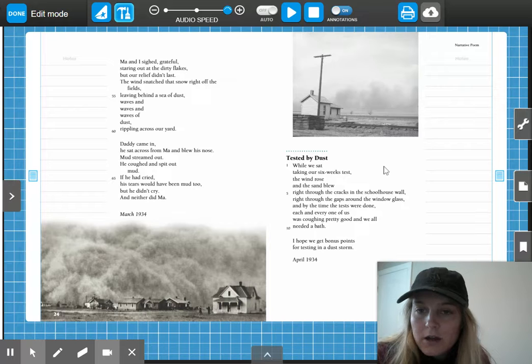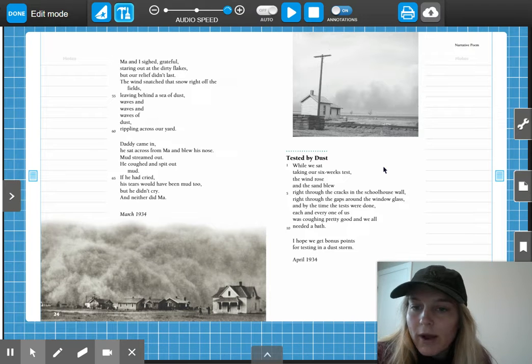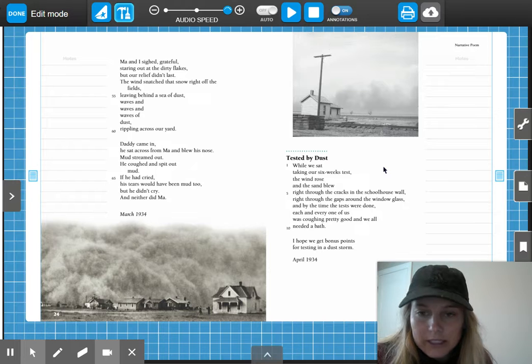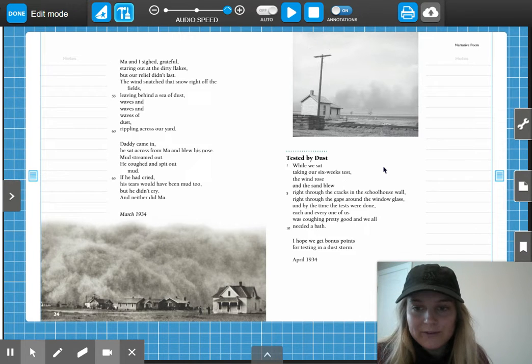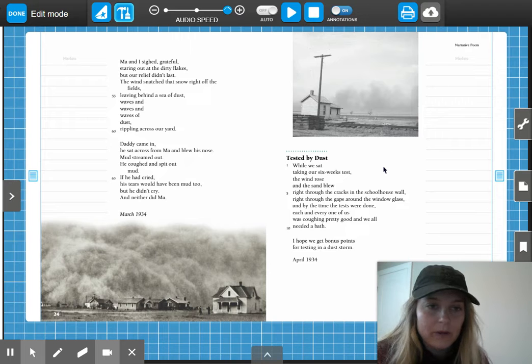Tested by Dust. While we sat taking our 6 weeks test, the wind rose and the sand blew right through the cracks in the schoolhouse wall, right through the gaps around the window glass. And by the time the tests were done, each and every one of us was coughing pretty good, and we all needed a bath. I hope we get bonus points for testing in a dust storm.